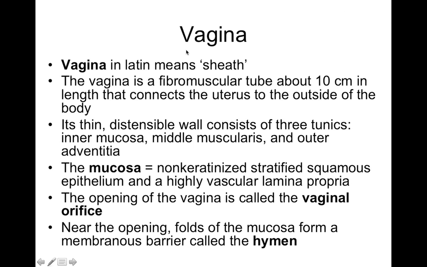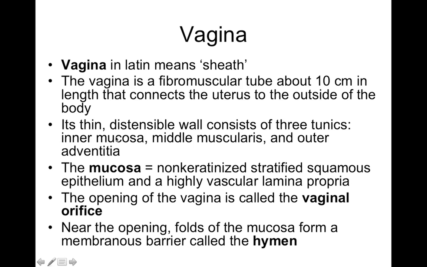So you might wonder, where does it go? Well, it sloughs and it leaves the cervix into the vagina, right? So the vagina literally translates to sheath. And so the vagina is a fibromuscular tube that's about 10 centimeters in length, connects the uterus and the outside of the body. It's a thin, distensible wall, has three tunics.